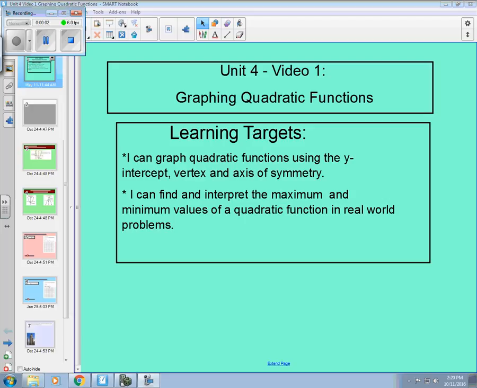In Unit 4, we're going to start looking at graphing quadratic functions. So we want you to be able to know what a quadratic function is and what it looks like, how to graph it. The learning targets then are to graph a quadratic function using the y-intercept, the vertex, and the axis of symmetry. We also want you to be able to find and interpret the max and min values of a quadratic function in real-world type situations.